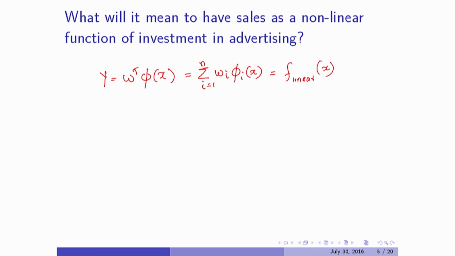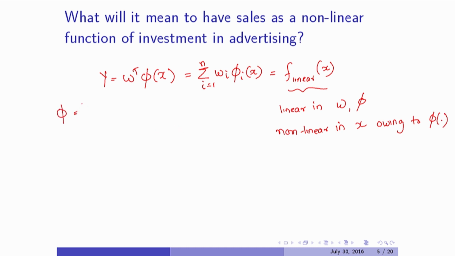So my linear regression is linear in the w's and linear in the phi, but non-linear, or not necessarily linear, in the x. And the non-linearity is courtesy the phi. So my phi is a vector, and so is my w.